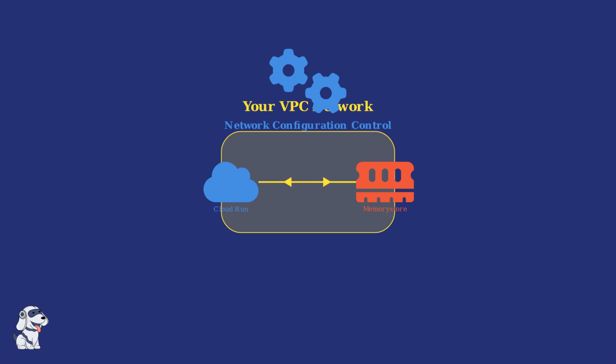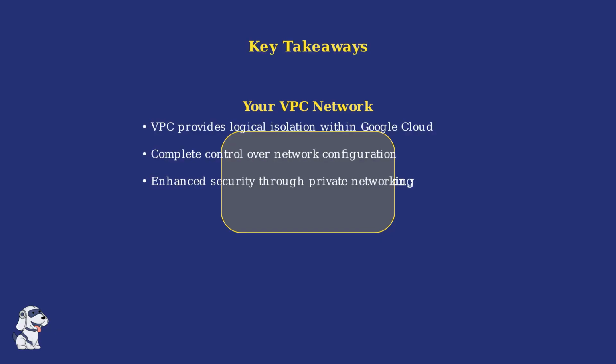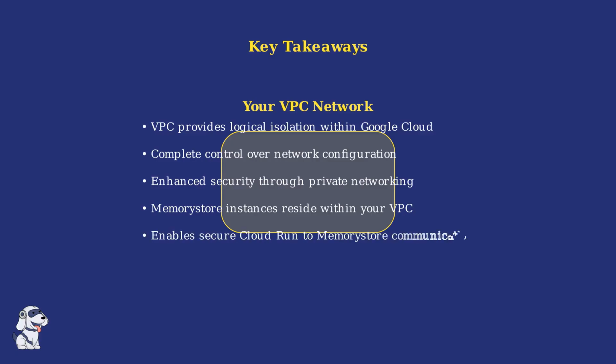Let's summarize the key takeaways about VPC networks and why they matter for your session storage architecture. First, VPC networks provide logical isolation within Google Cloud, creating your own private network space. Second, you get complete control over network configuration, including IP ranges and firewall rules.